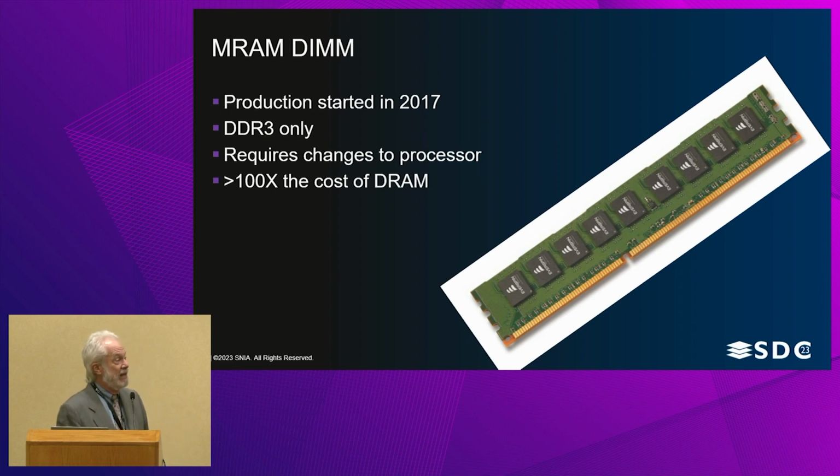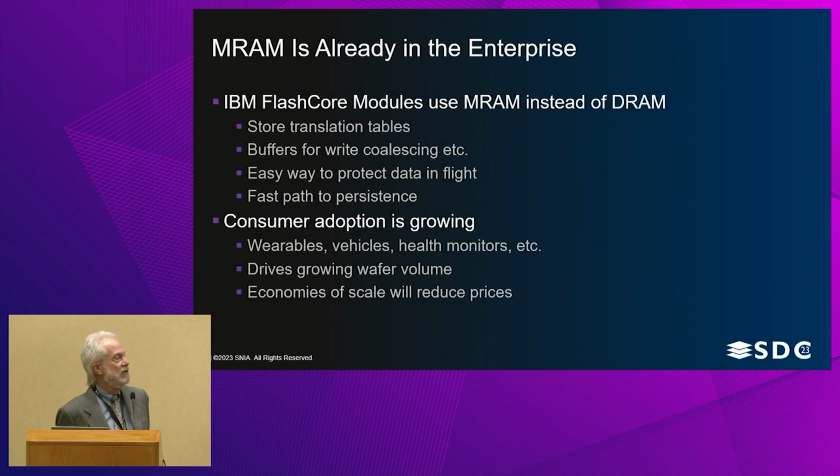You've got the MRAM DIMM, and unfortunately I couldn't slant this picture the same way as all the other pictures and have the logos right side up. Everspin's logo is actually upside down on all of these. But production for this started in 2017. They haven't seen a big enough market to warrant making a DDR4 or a DDR5 version, so they only have a DDR3 version. Like I said before, it requires changes to processors because it doesn't refresh, and it costs more than 100 times as much as DRAM. So, that's problematic in its own right, but, it does do the trick, and it's a nice, fast application.